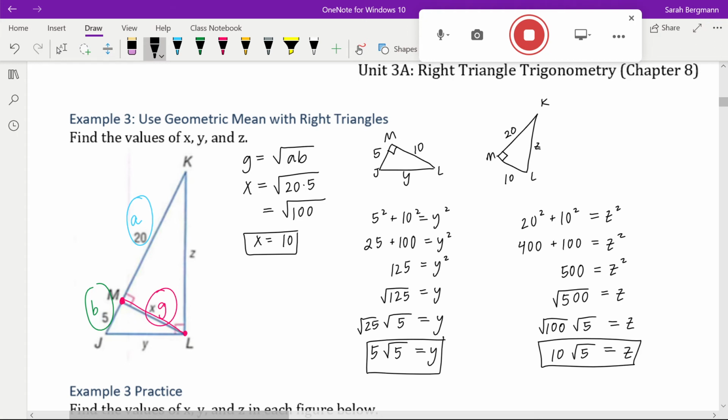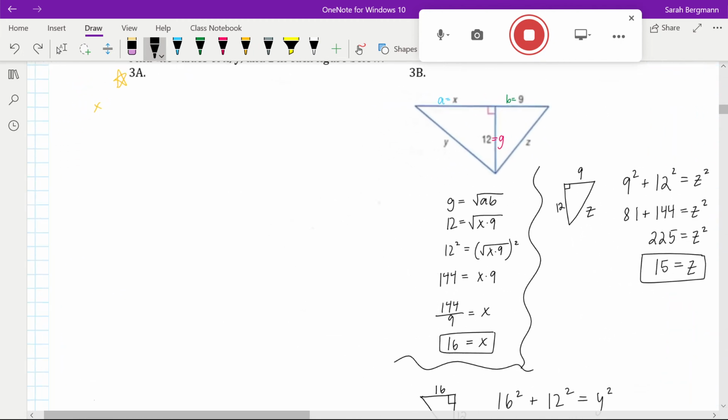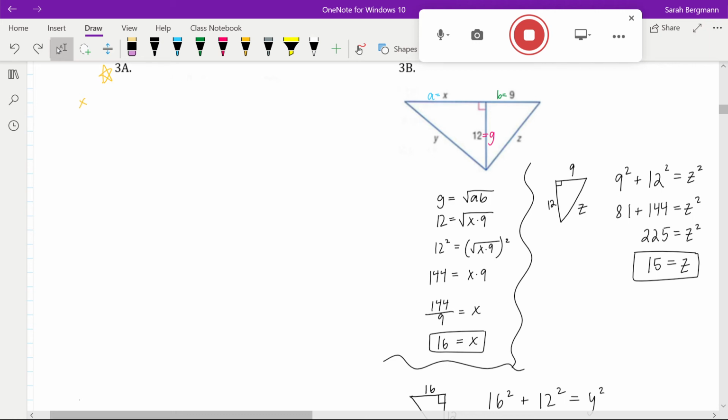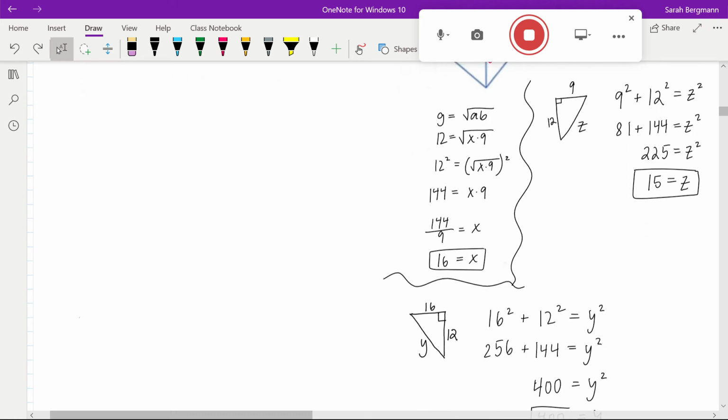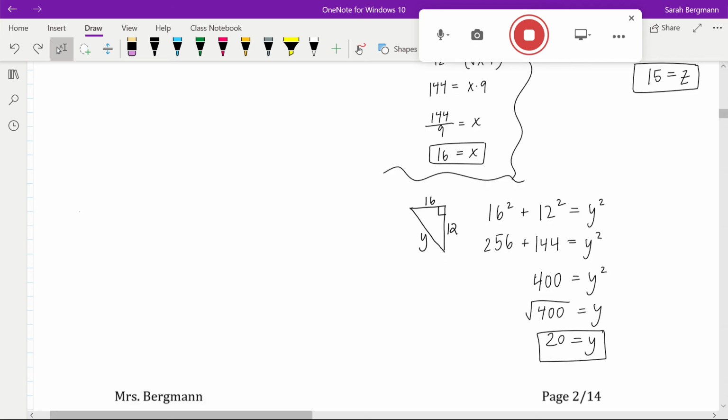Pause the video and try the practice problems below. I'd like you to try to keep your answers in exact form, which means keep them with the square roots if that applies. Do not simplify them to decimals, please. 3A, I'd like you to give me the answer to. 3B, your answer for X is 16, Z is 15, and Y is 20. You can check your work there.